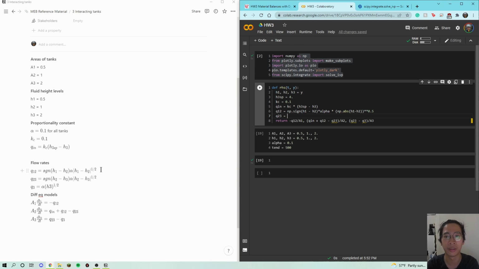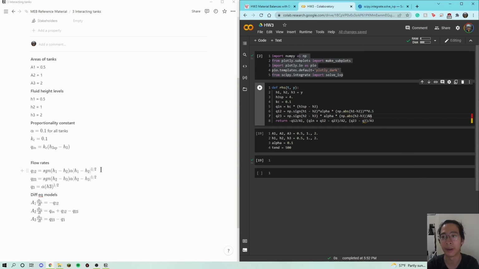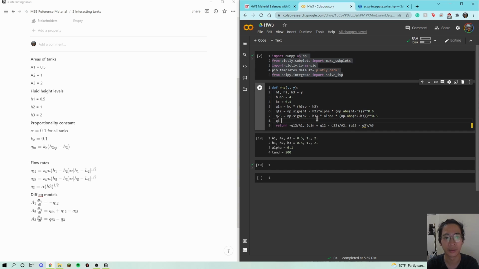Okay, then Q23 is much like the same, np.sign(H2 minus H3), right, times alpha times np.abs(H2 minus H3), right, raised to the power of 1/2. Okay, finally, Q3 is simply equal to alpha times H3 raised to the power of 1/2. And let me double check that with our derived expression on the iPad, and yes, that is correct. I'd hate to make an error now and, you know, come to the wrong conclusion, but let's move on.